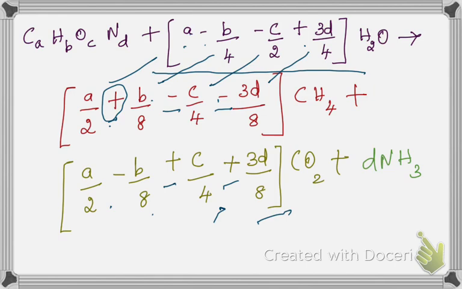Only thing is that you have to remember A minus B by 4 minus C by 2 plus 3D by 4. So this is an empirical relation, and you can remember it very easily. Now we'll go back and we'll solve the problem.